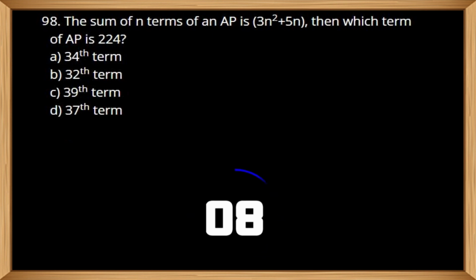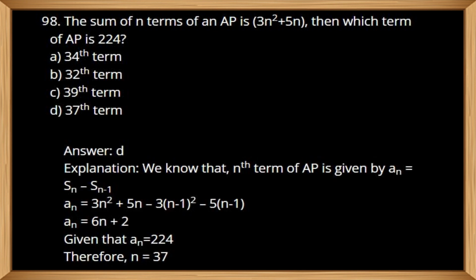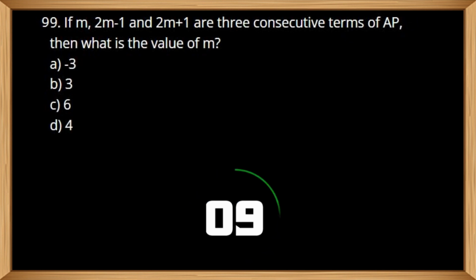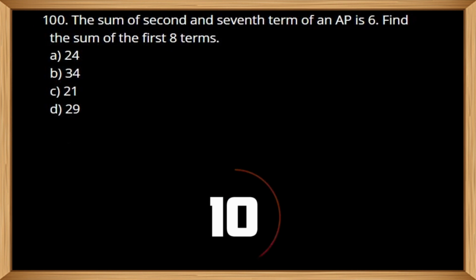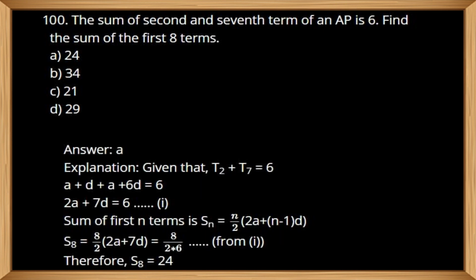The sum of n terms of an AP is 3n square plus 5n, then which term of the AP is 224? Option D 37th term. If m, 2m minus 1 and 2m plus 1 are three consecutive terms of an AP, then what is the value of m? Option B 3. The sum of second and seventh term of an AP is 6. Find the sum of first 8 terms. Option A 24.